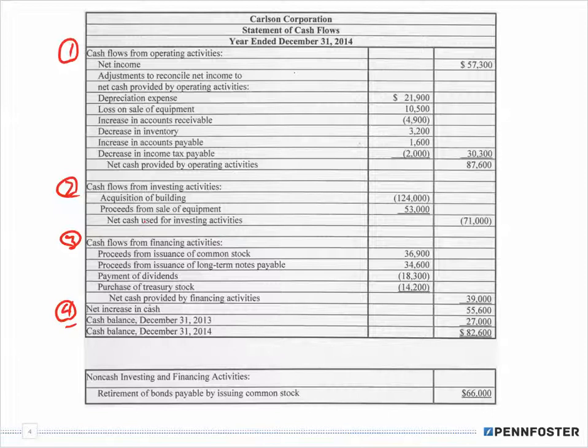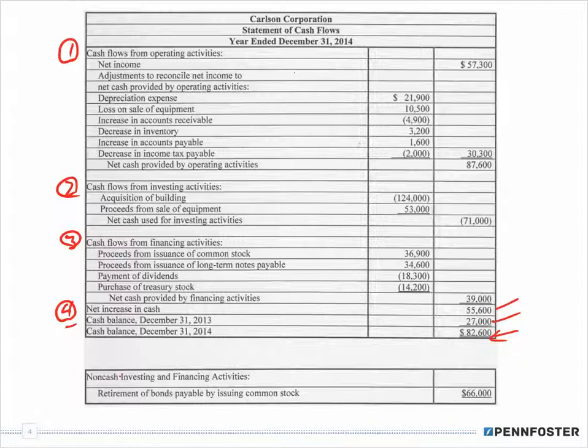You'll go down through the activities for investing activities, and then also your financing activities. And when you do all of the math, you end up with your net increase in cash, right? Then you take your beginning balance and add those two together to find out what your cash balance should be, $82,600 on December 31st, 2014.